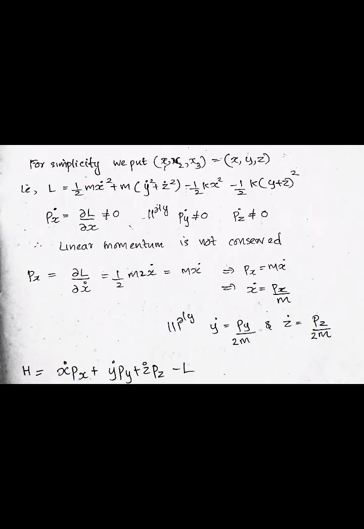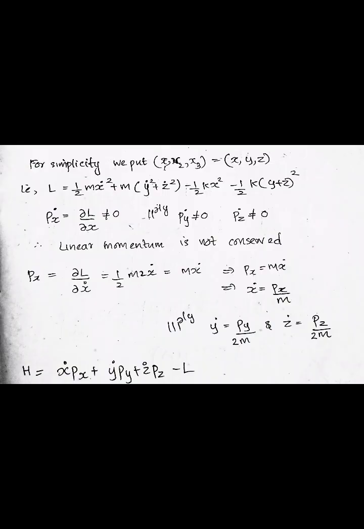We know L is equal to half m (x dot square plus y dot square plus z dot square) minus half k x square minus half k (y plus z) the whole square. That is px dot is equal to dou L by dou x, that is not equal to 0. Similarly py dot not equal to 0, pz dot not equal to 0. That means the linear momentum is not conserved. If it should be conserved, then px dot should be 0. Then only px becomes constant. So here linear momentum is not conserved.